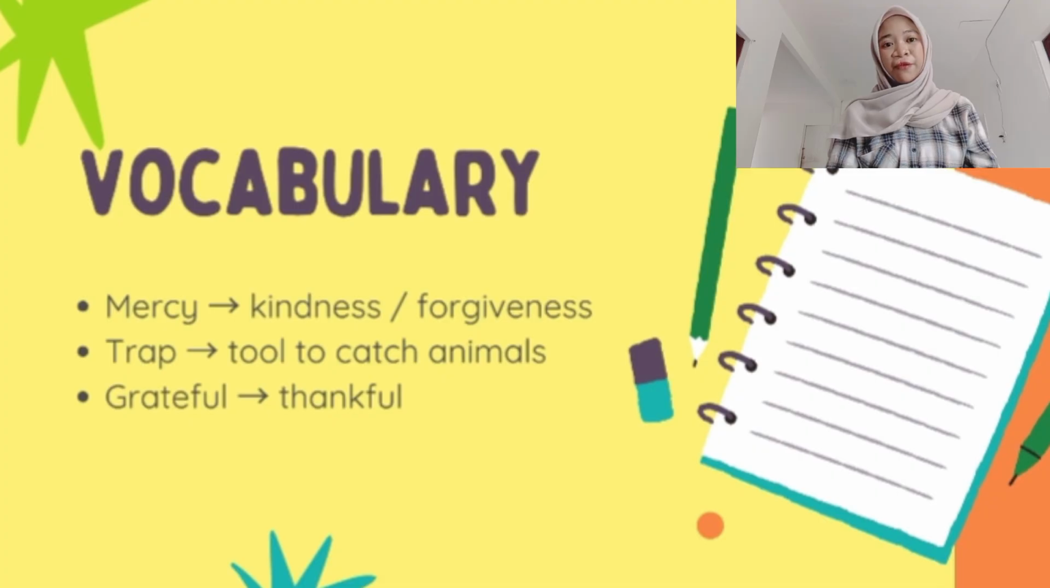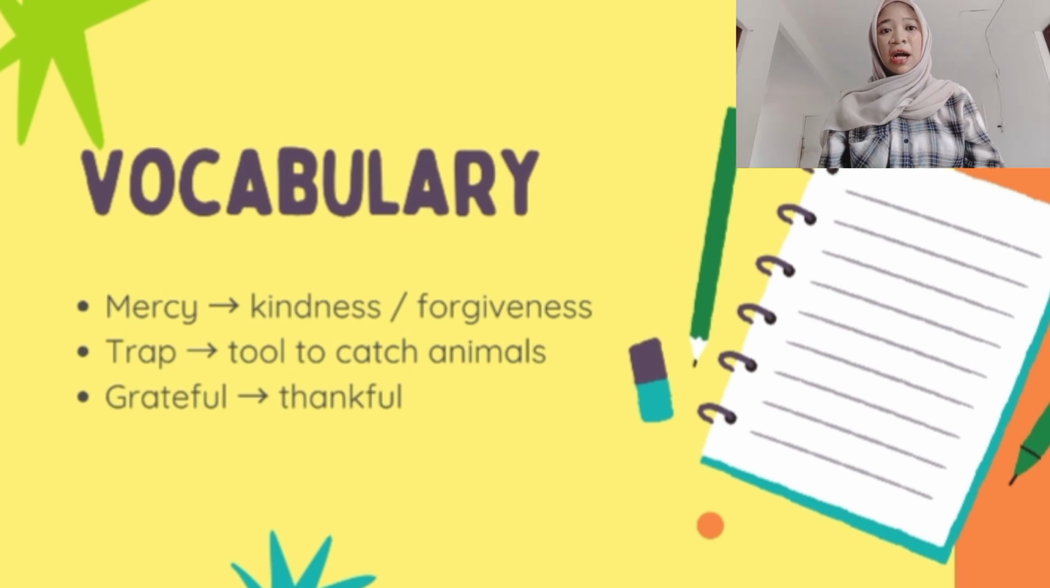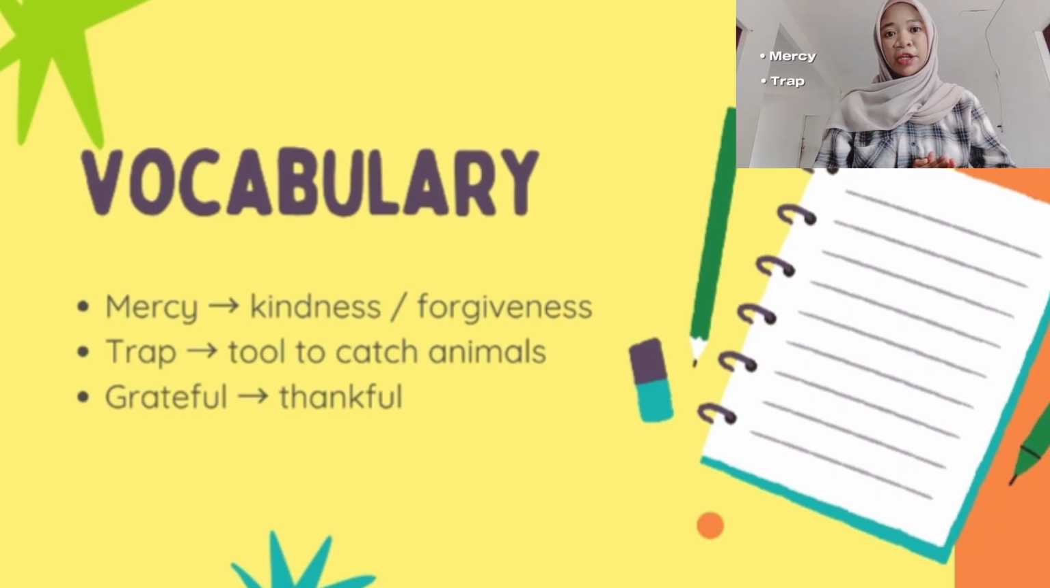Alright, now that you already have your own idea about the story, let's prepare ourselves by learning some important vocabulary that will help us understand it better. Here are some keywords from the story. Mercy, it means showing kindness or forgiveness. Trap, it means something used to catch animals. And grateful, it means feeling thankful. Try to remember these words because they will appear in the story and help you understand it more easily.